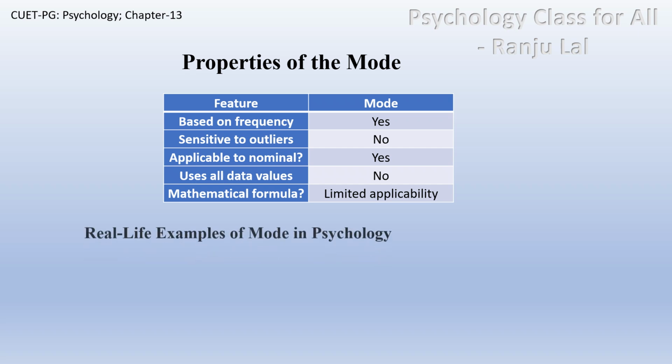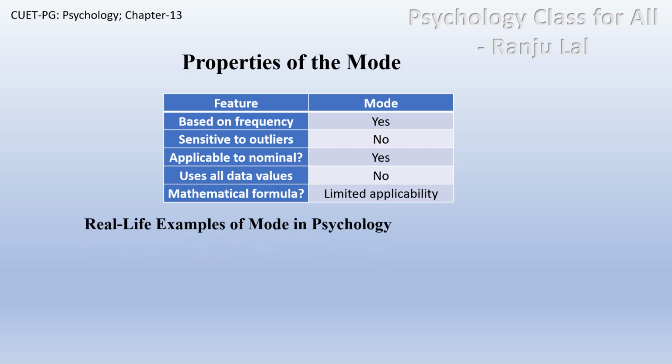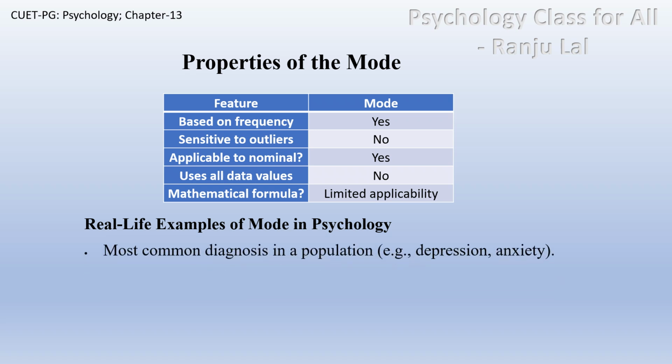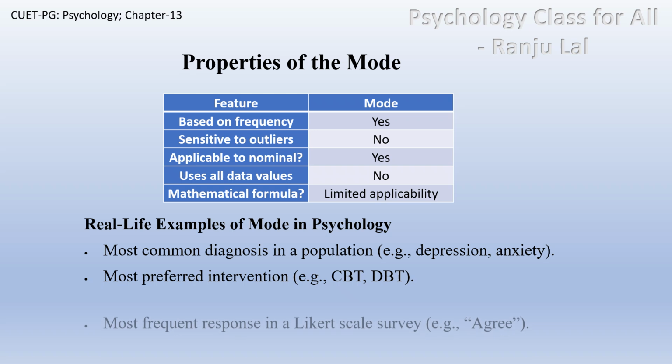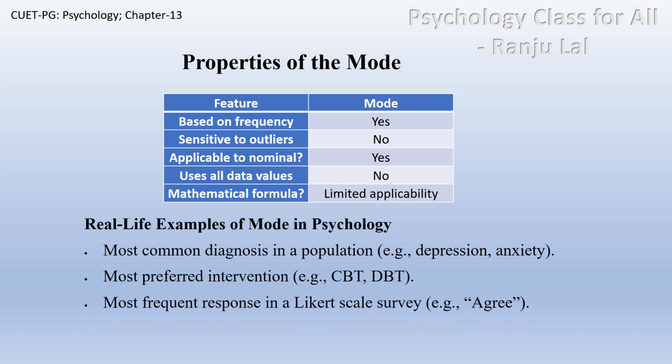Some real life examples of mode in psychology. The most common diagnosis in a population, for example depression or anxiety. The most preferred interventions like CBT or DBT. The most frequent response in a Likert scale survey, that is agree. The modal score on an emotional intelligence test.